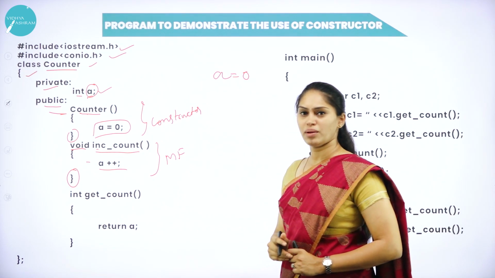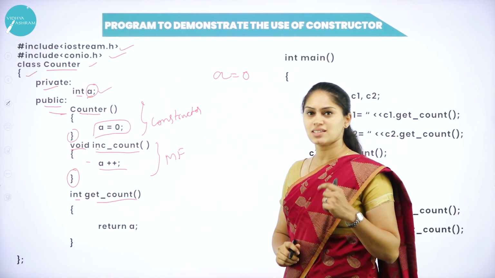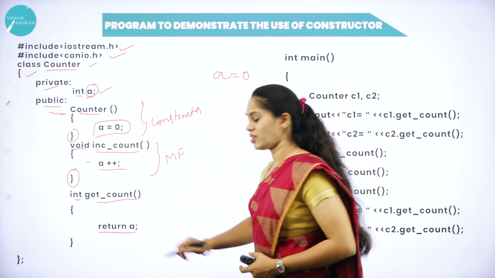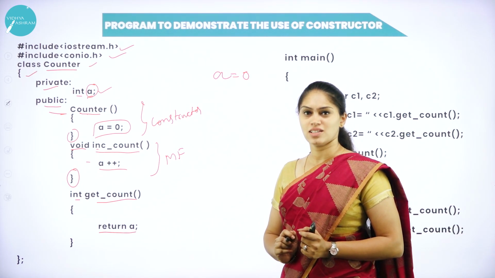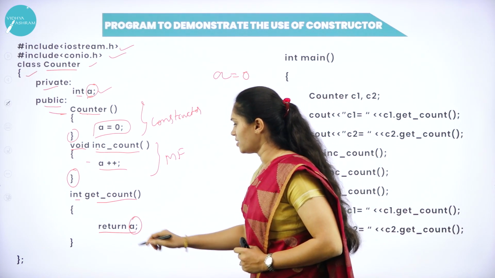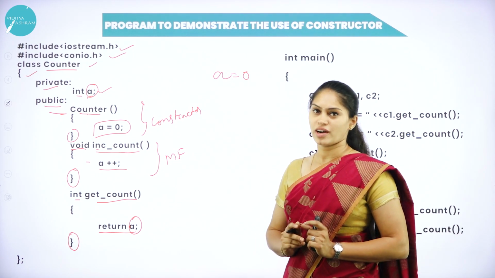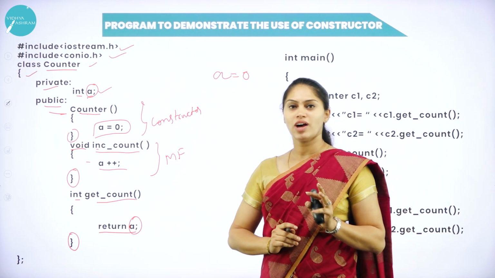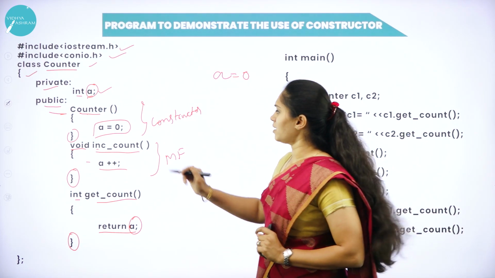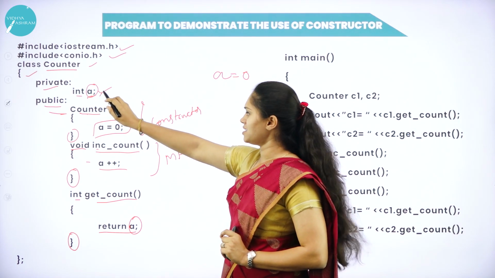And I have one more member function, that is int get count. So what is this get count? With the help of this get count member function, I am going to return the value of A. So I am going to get the value of this A. This ends the scope of the get count function. So here, what you have to remember is that your class name is counter and I have one data member, that is the data variable A.